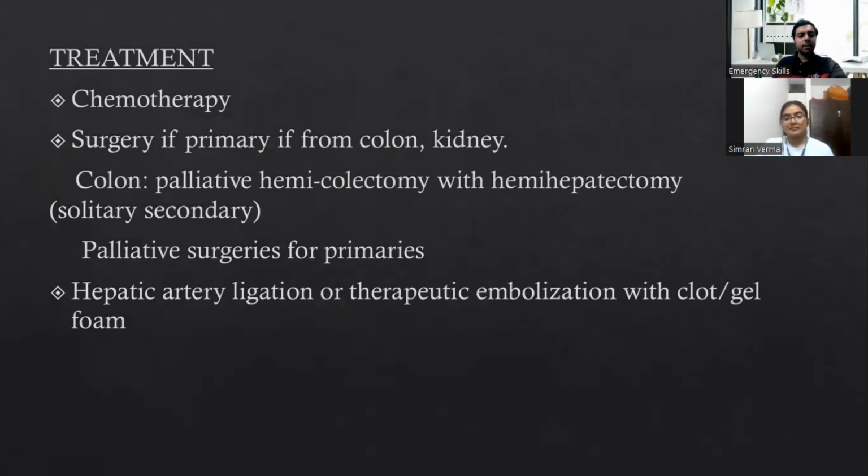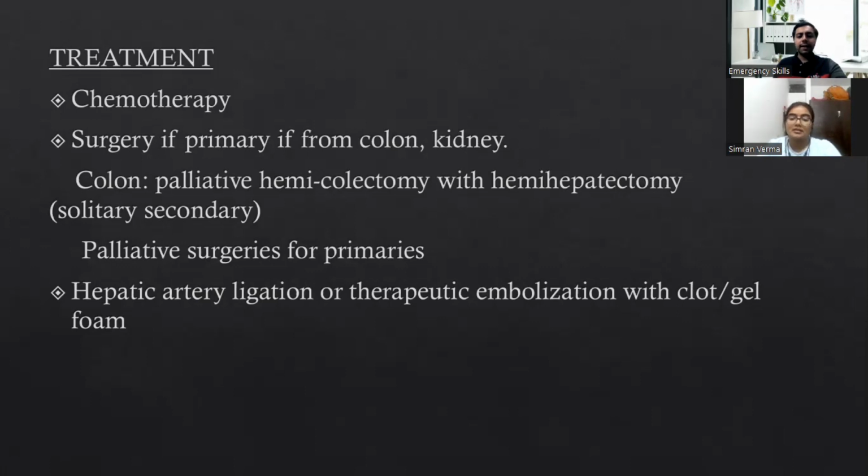Treatment. What are the treatments? Chemotherapy, surgery if required. If it is a primary from colon or kidney, then only we do a surgery, otherwise we don't. If it's a colon, what we can do is a palliative hemicolectomy with hemihepatectomy, if it's a solitary tumor. And palliative surgeries for primaries have to be done.